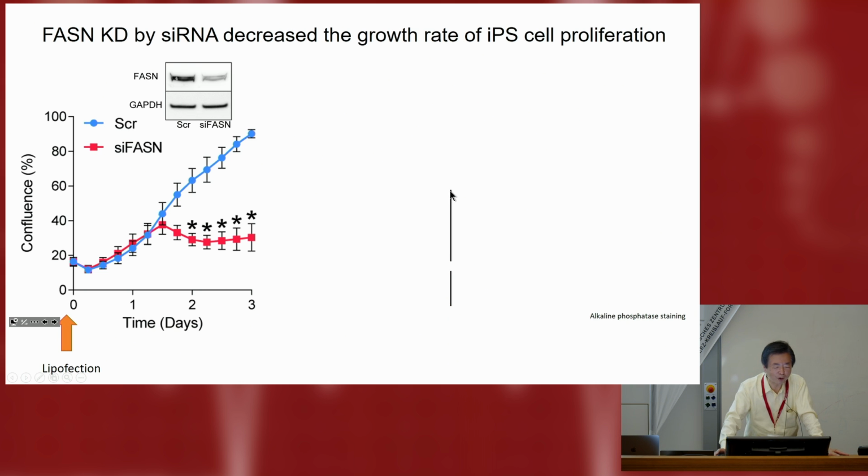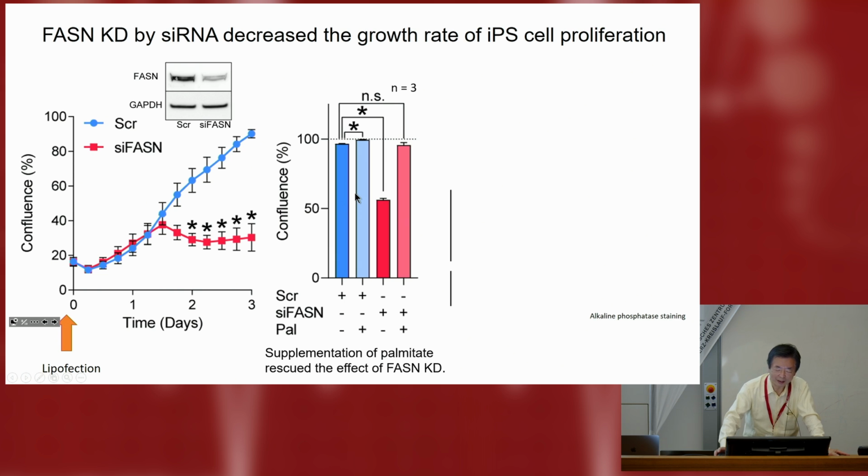So we first performed FASN gene knockdown. This is the result of knockdown. As you can see, FASN gene is downregulated. In this situation, this is an iPS cell proliferation assay. In the FASN gene-targeted cells, they stopped proliferation. So this is a quantitative analysis. As you can see, FASN gene knockdown decreased confluence, but supplementation of palmitate rescued the effect of FASN knockdown.